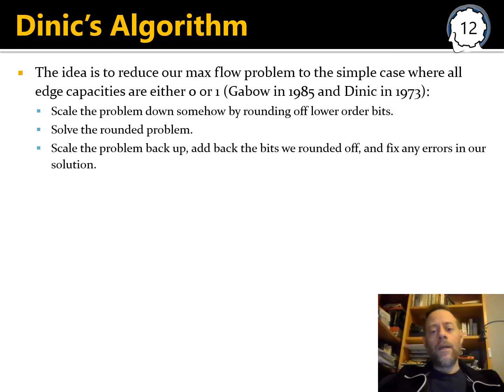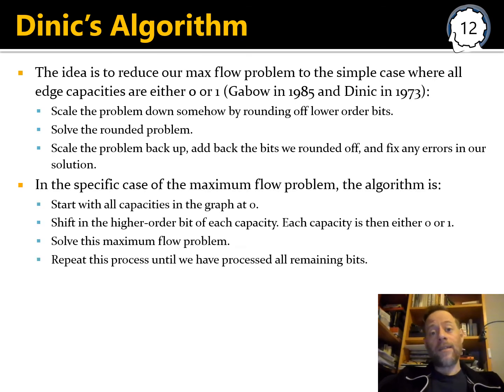So the DDDD95 algorithm is based on the idea that we reduce our max flow problem to the simple case where all edge capacities are either 1 or 0. So if that is the case, of course, we can just find the path through it. And the way we do it is that we scale down the problem by basically removing lower order bits. And then we solve this rounded problem. So we're basically looking at the 1-bit version of the problem. And then we scale the problem back up and add back the bits that we have rounded off, and of course fix the issues that occurred due to that.